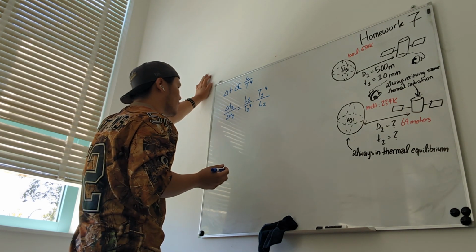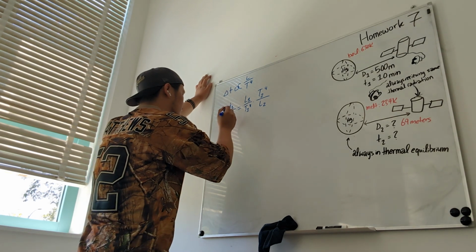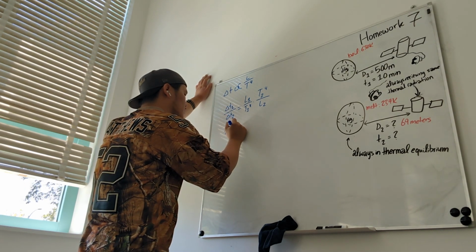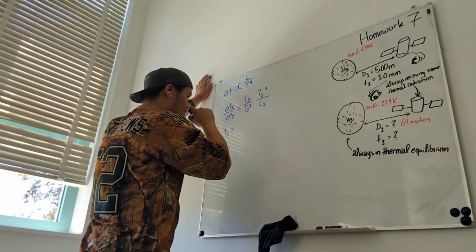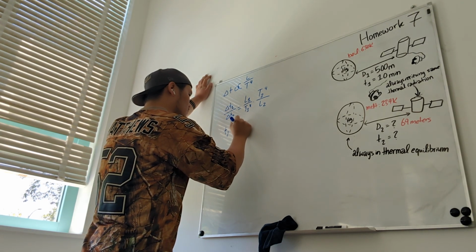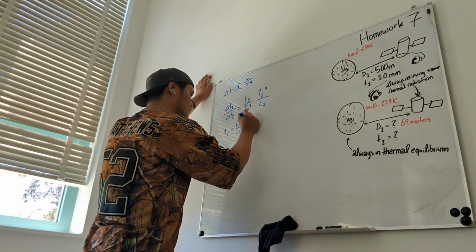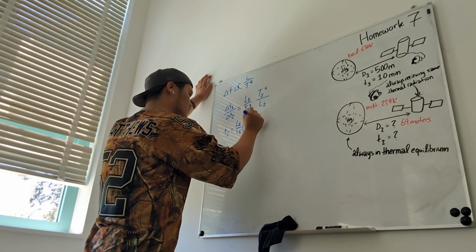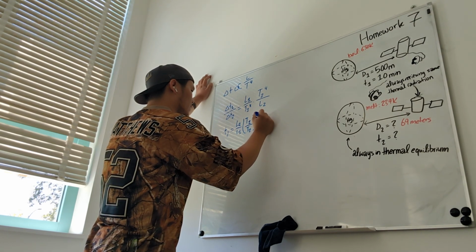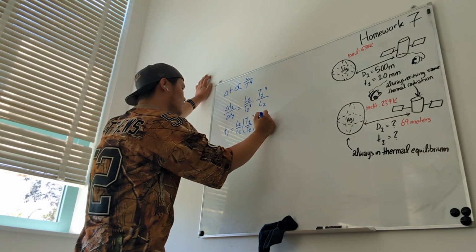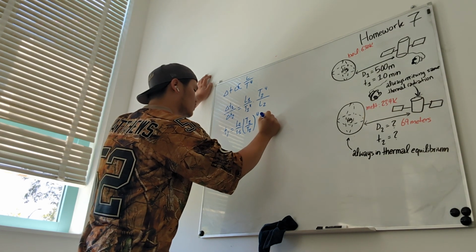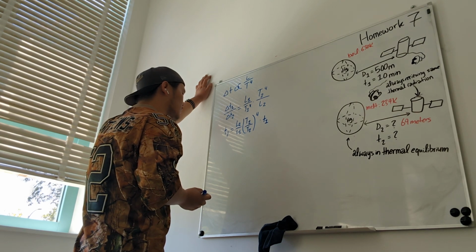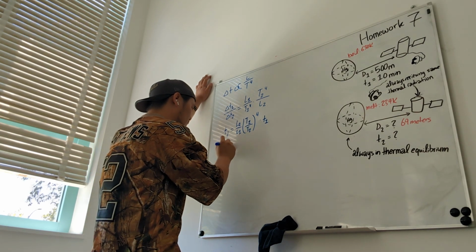Okay, now let's isolate t2. We're just going to drop the delta because I'm lazy. t2 is equal to, invert that, so it'd be L2 over L1 times T1 over T2 to the fourth times t1, right? Yeah. All right, so let's fill in the blanks here.